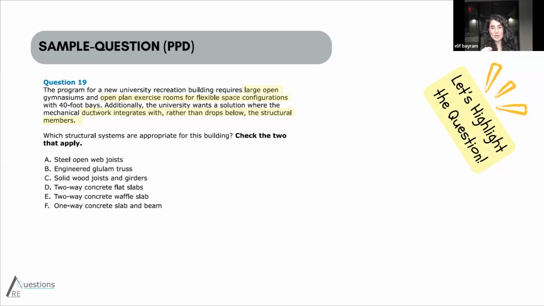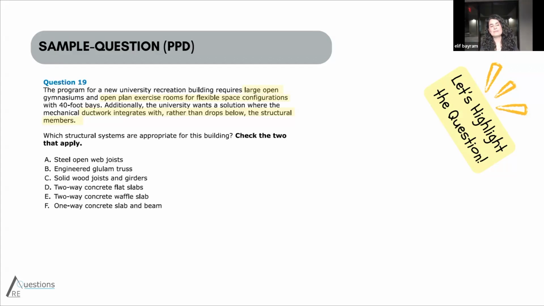The question says large open, right? So for the space, we need a large span. It says open plan exercise rooms for flexible space configurations. What does it mean? We don't need too many interruptions of the structural system. If you have a very repetitive column system, you cannot have the flexibility. So for different space configurations, get rid of the columns. I don't want them. You cannot get rid of them entirely, but do your best. And it says ductwork should integrate, not drop below. So it has to pass through the system.